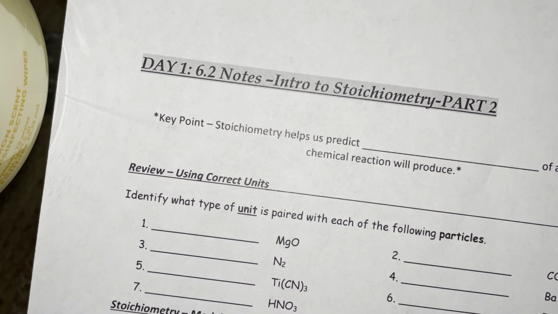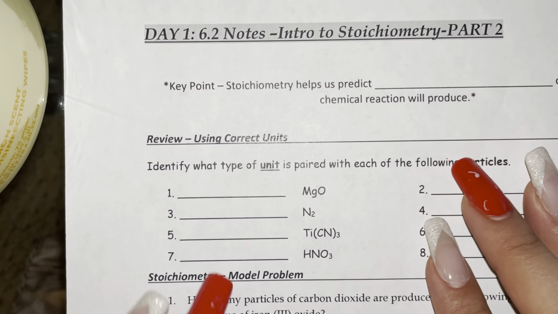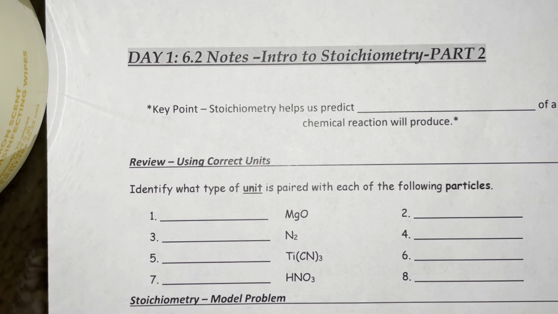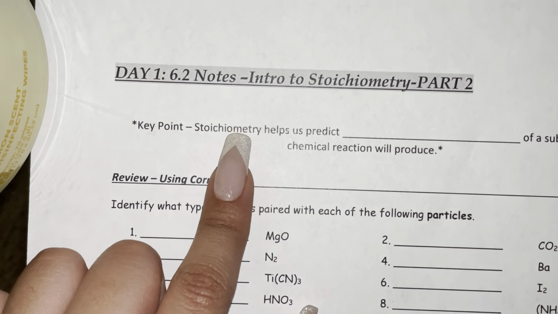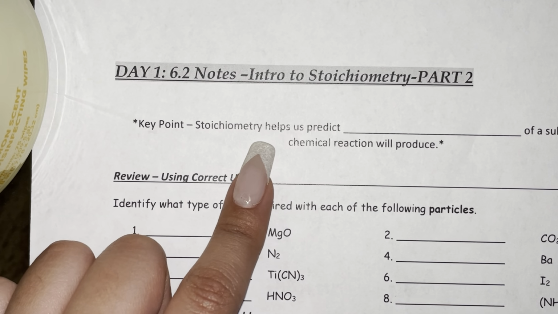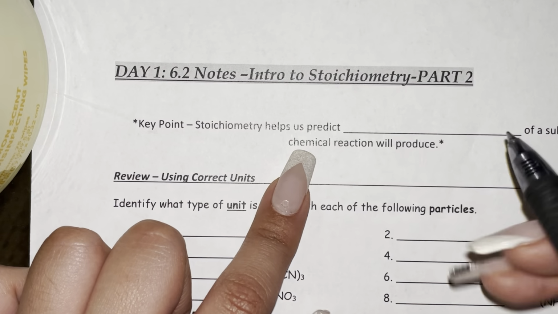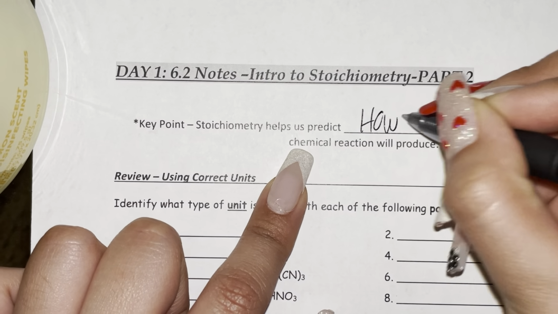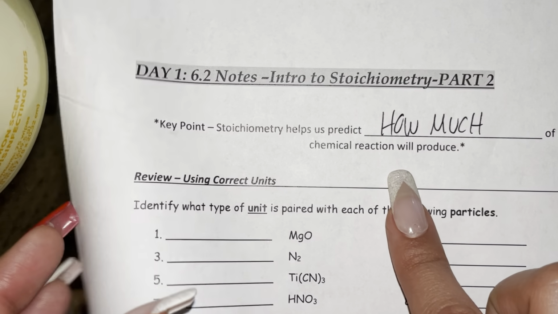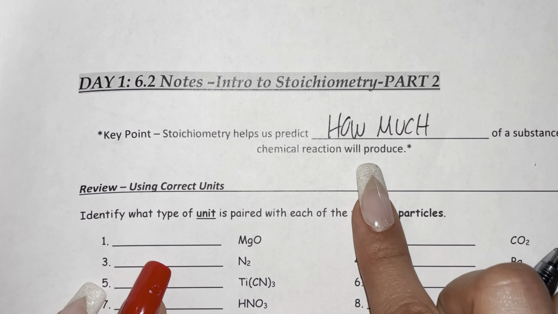So this is probably going to be the longest video just because there's a lot of parts to it. And the reason there's a lot of parts to it is because it gets harder each time. So for this next part, notes into intro to stoichiometry is going to be part 2, like how I said. So here, stoichiometry helps us predict how much of a substance a chemical reaction will produce. That's what we're trying to figure out.